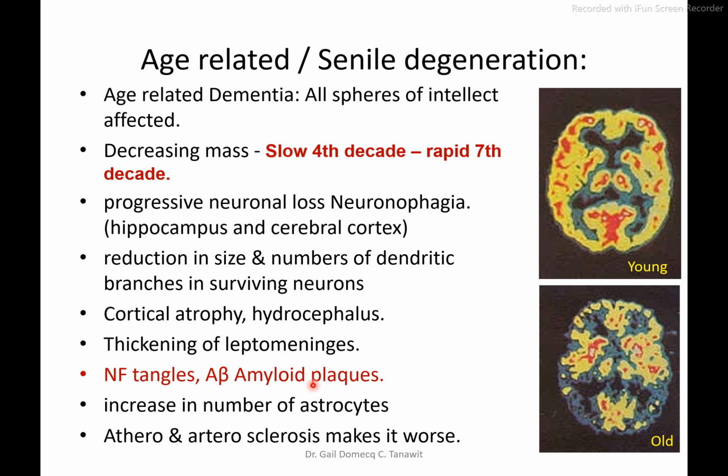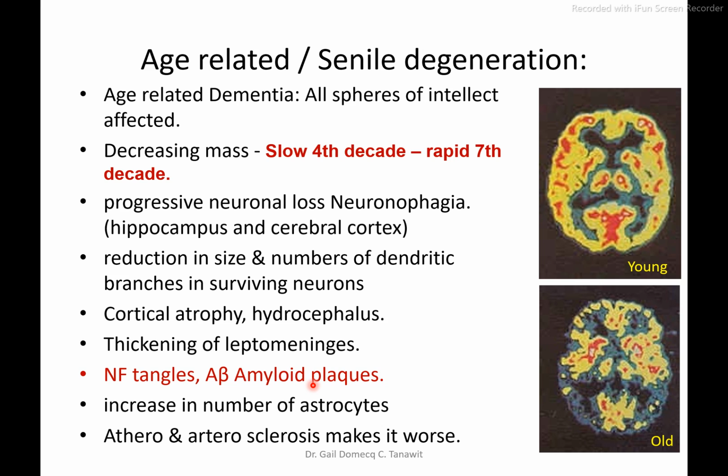So age-related senile degeneration. No matter what you do, magsishrink at magsishrink kasi na permanent yung ating neuronal cells. So magsishrink yung ating brain. Mamamatay at mamamatay ang neurons. And of course, with aging, there can be an age-related dementia. So all spheres of intellect are affected. There would be a decreasing mass, a low in the 40s, but it would be rapid in the 70s.